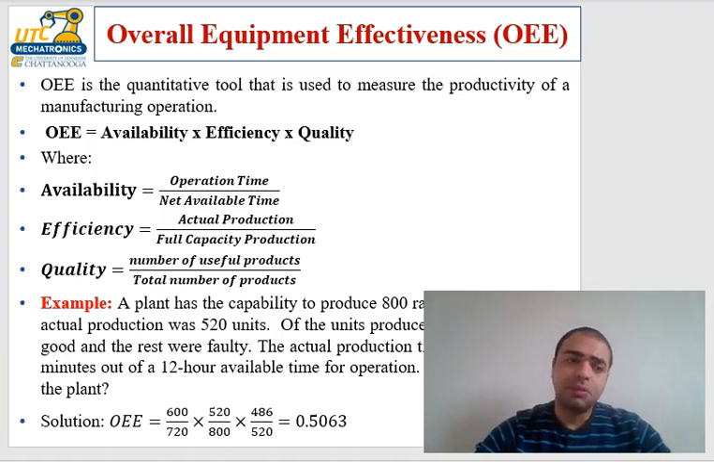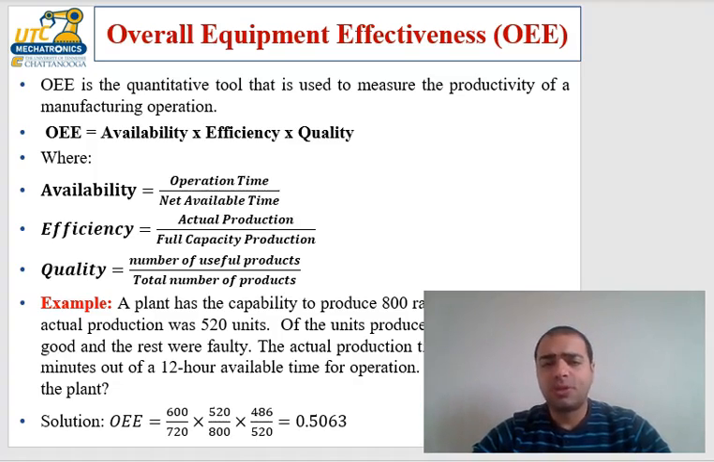For example, if you have a car plant that can produce, let's say, 60 vehicles per hour, but its actual production was, for example, 40 vehicles per hour, then you divide 40 divided by 60. Quality is the number of useful products divided by the total number of products. In other words, the percentage of the useful products to the overall number of products produced. In other words, you take off the faulty products.